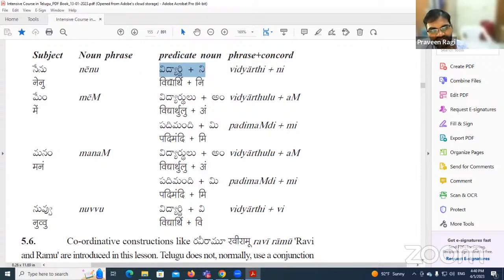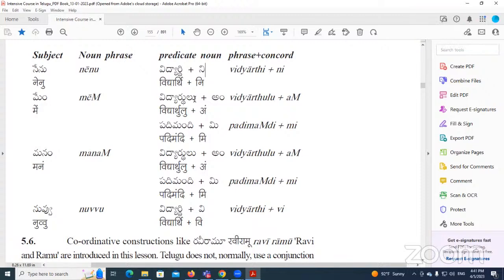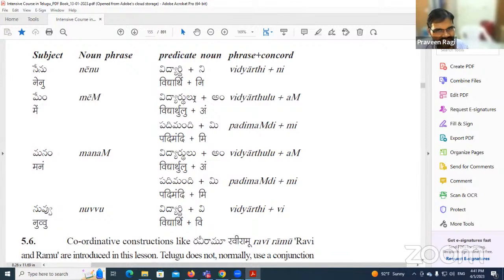Is this spoken by a male or a female? I mean, it would be male. For a female, another ni will come: Nenu vidyardhinini. And if spoken by a male, a single ni.